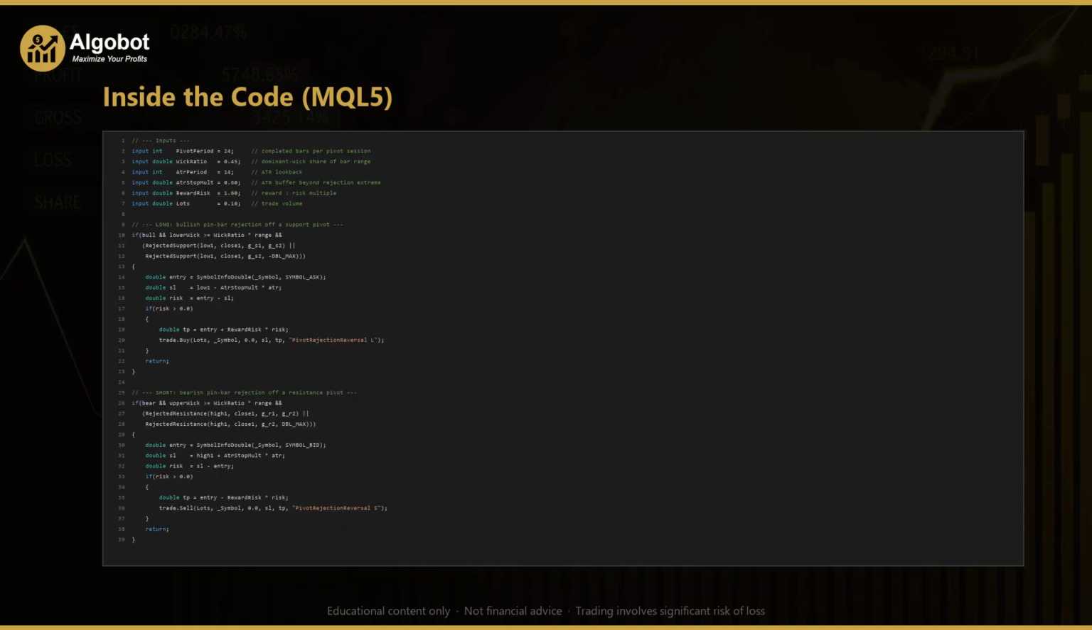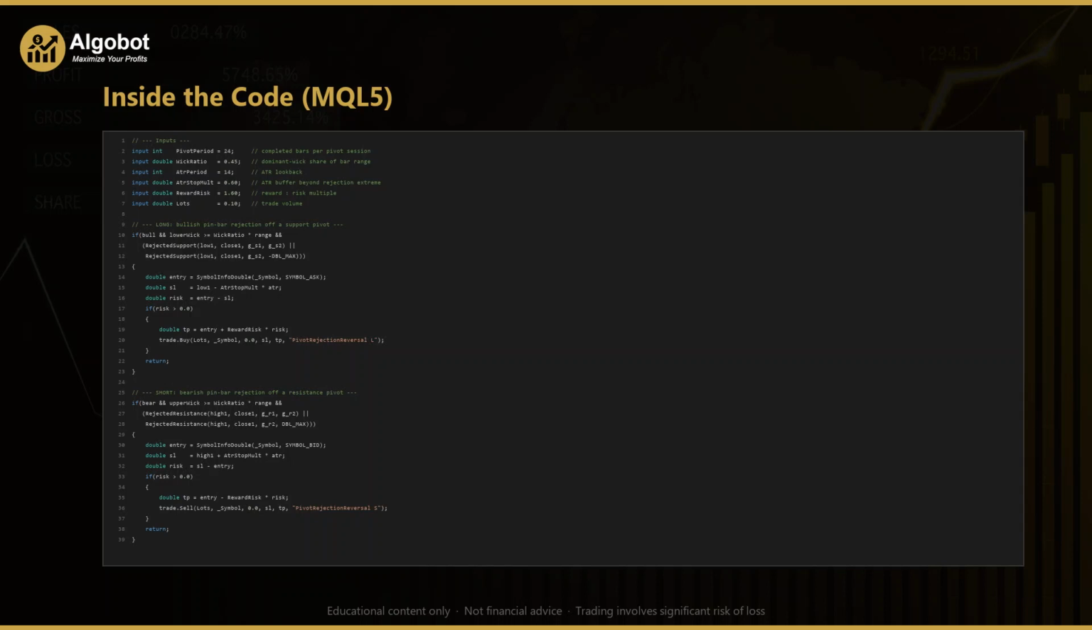When that is true, it reads the current ask price as the entry, sets the stop loss just below the candle's low minus an ATR buffer, and computes the risk. If the risk is positive, it sets the take profit at entry plus reward risk times that risk and calls trade.buy with the volume, stop, and target.